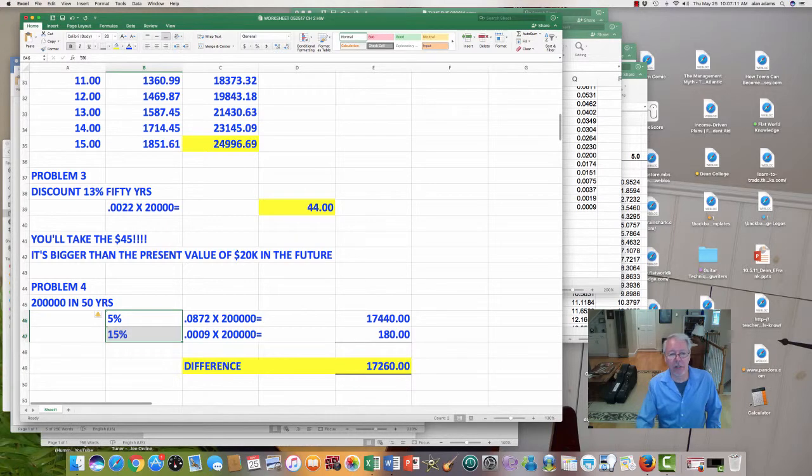So this is how the calculation is done. That is your difference, and it is significant. See the difference between using a large interest rate and a small one.